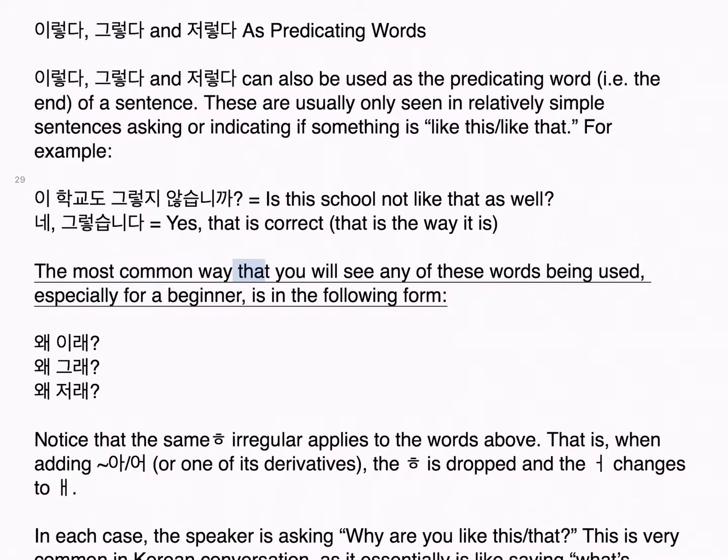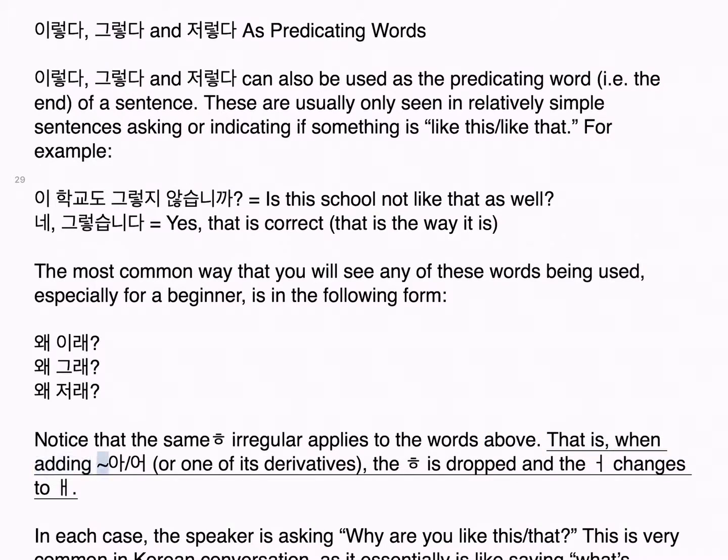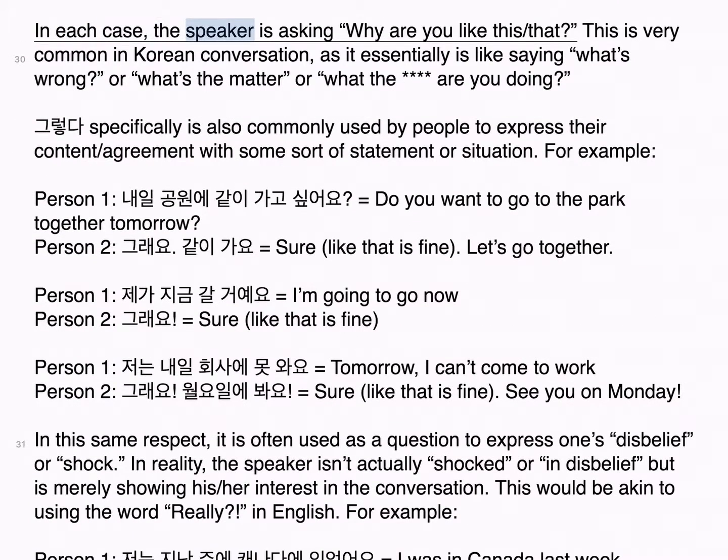The most common way that you will see any of these words being used, especially for a beginner, is in the following form. 왜 이래? 왜 그래? 왜 저래? Notice that the same ㅎ irregular applies to the words above, that is, when adding 아/어, or one of its derivatives, the ㅎ is dropped and the 어 changes to 애. In each case, the speaker is asking why are you like this/that. This is very common in Korean conversation, as it essentially is like saying what's wrong, or what's the matter, or what the heck are you doing.